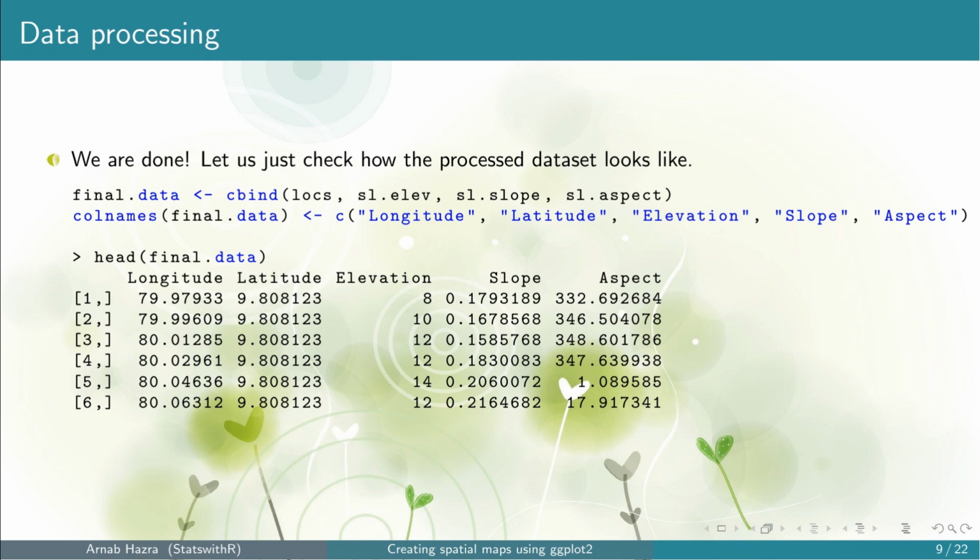Let us just look at the final dataset. We combine the vectors sl.elev, sl.slope and sl.aspect across the columns, rename the columns and show the head portion. We can use this data for spatial statistical analysis, for example as covariates, when terrain information plays an important role. For example, when we analyze, say, temperature data, rainfall data, or wind speed, etc. We are done with the first part of today's discussion.